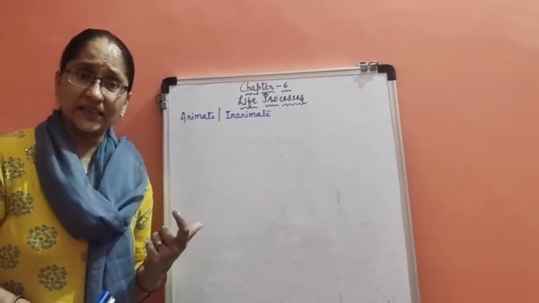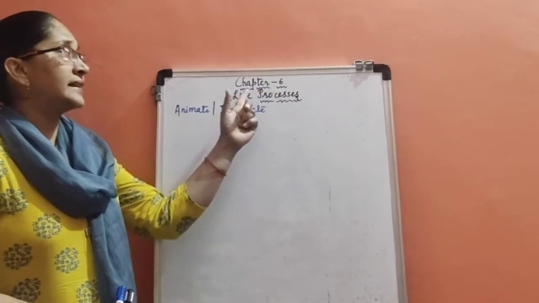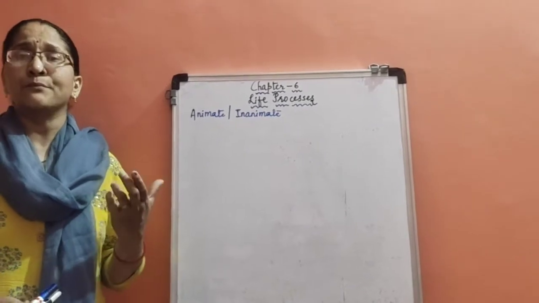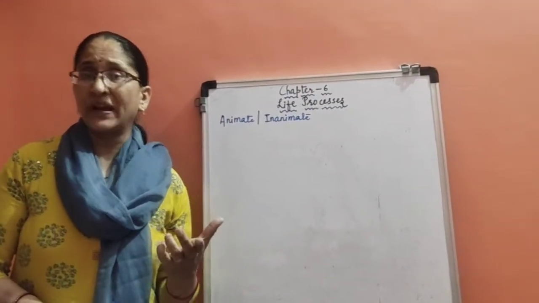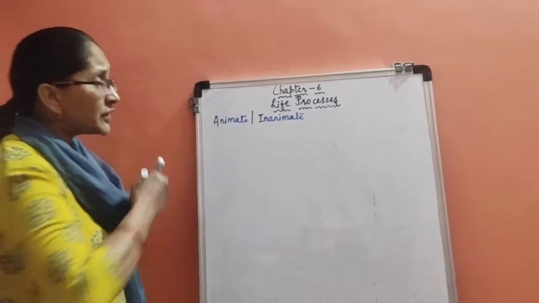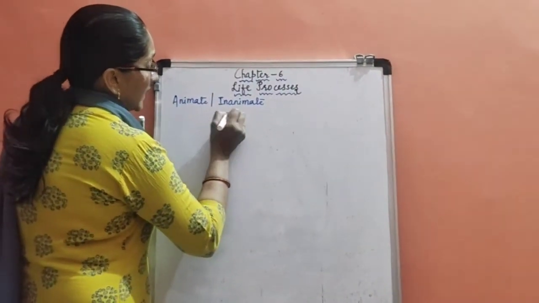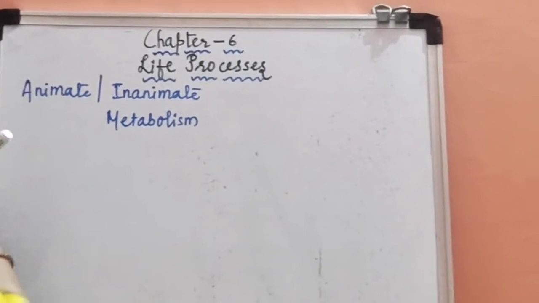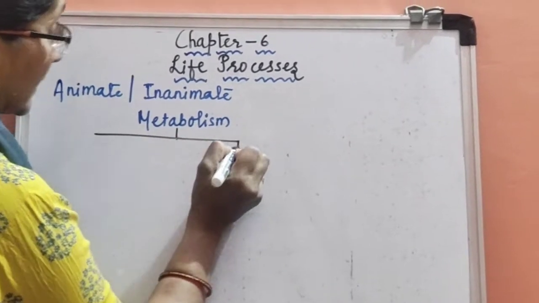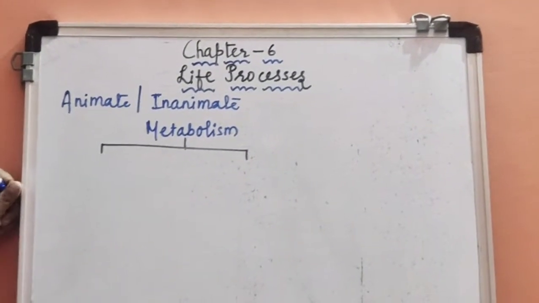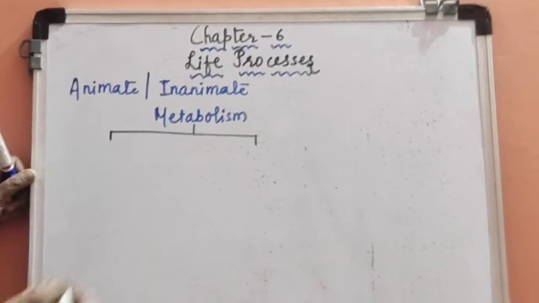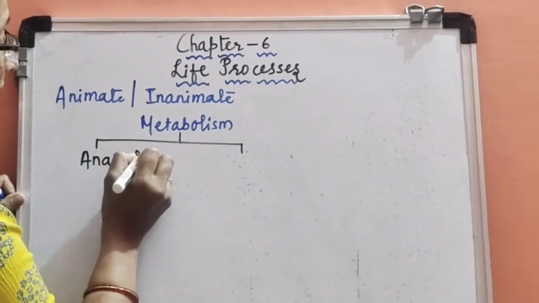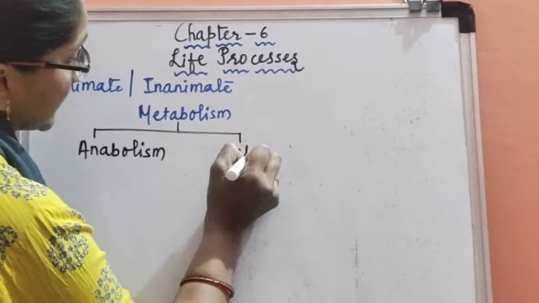Now what are processes? When we use the term process in this chapter, which is referred to as life processes, processes are the various metabolic activities which take place in the body of an organism. Now when we talk about metabolism, it can basically be divided into two. That means the various chemical reactions, the building up and the breaking down reactions which are taking place in our body. So metabolism can be further subdivided as anabolism and catabolism.